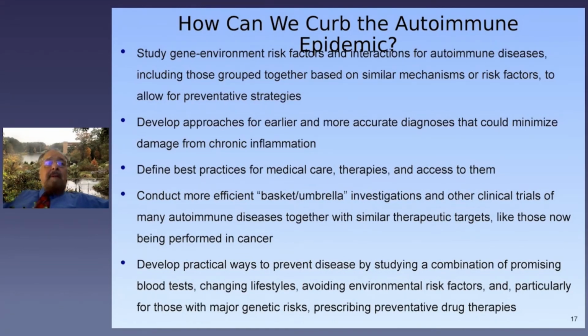We need to define better clinical trials and undertake more efficient studies of these patients by doing what are called basket or umbrella studies to basically link together these different diseases that have different agents. Cancer is a good example, as they're using these approaches right now. And then ultimately, we need to understand how to prevent these diseases by combining promising blood tests, changing our lifestyles, avoiding risk factors, and perhaps even considering drug treatments to prevent disease once you have biomarkers present.